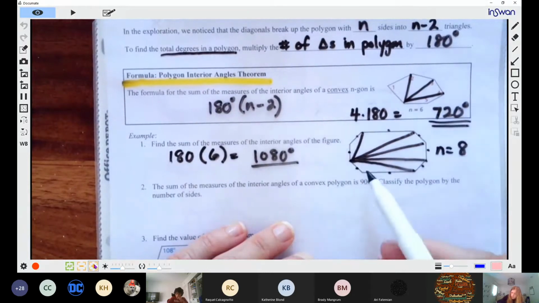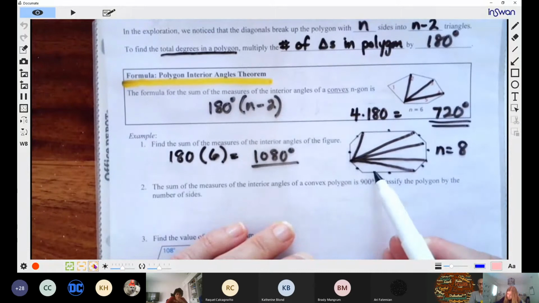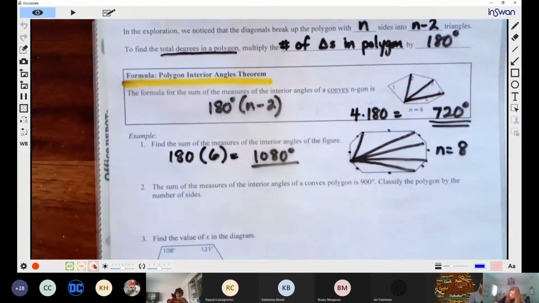And there's my last triangle. Yep. 1, 2, 3, 4, 5, 6. Hopefully you can see it now.